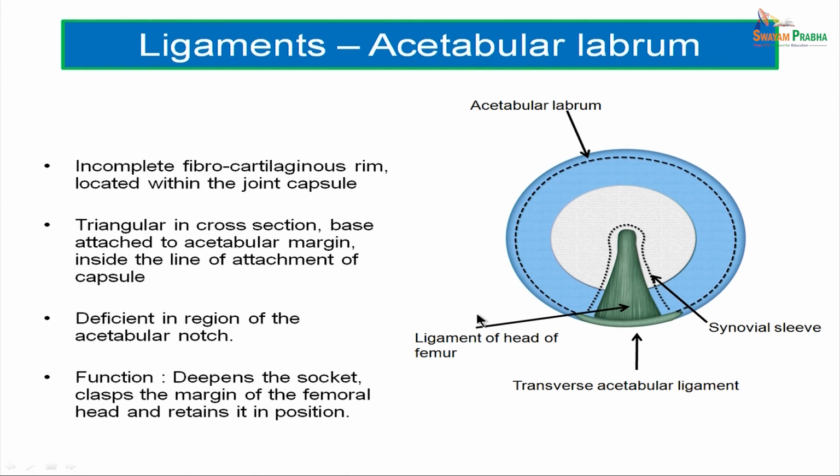Coming to the next structure, the acetabular labrum. The acetabular labrum is a thin fibrocartilaginous rim which is located within the joint capsular attachment. It is triangular in cross section. The base is attached to the acetabular margin inside the line of attachment of the capsule. The acetabular labrum is deficient in the region of the acetabular notch, and the main function of this ligament is that it clasps the margin of the femoral head and retains it within the joint capsule. So that is about the acetabular labrum.